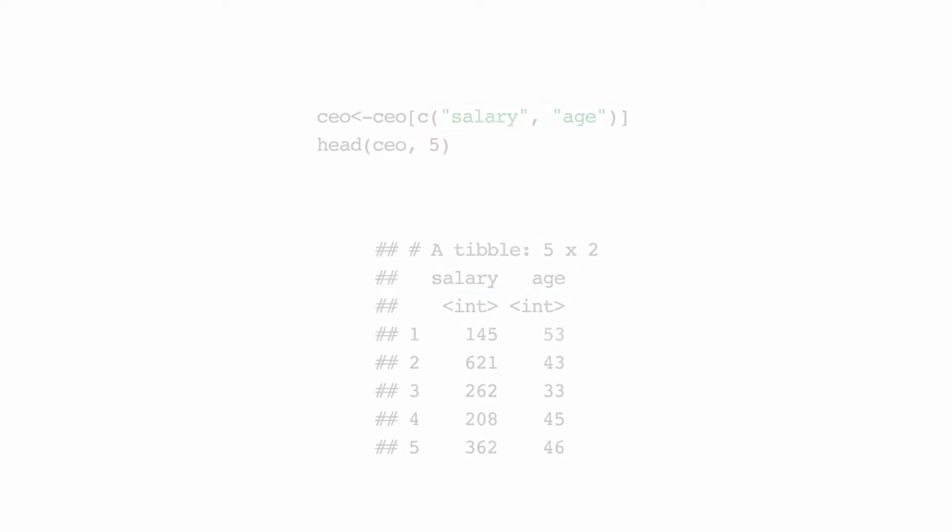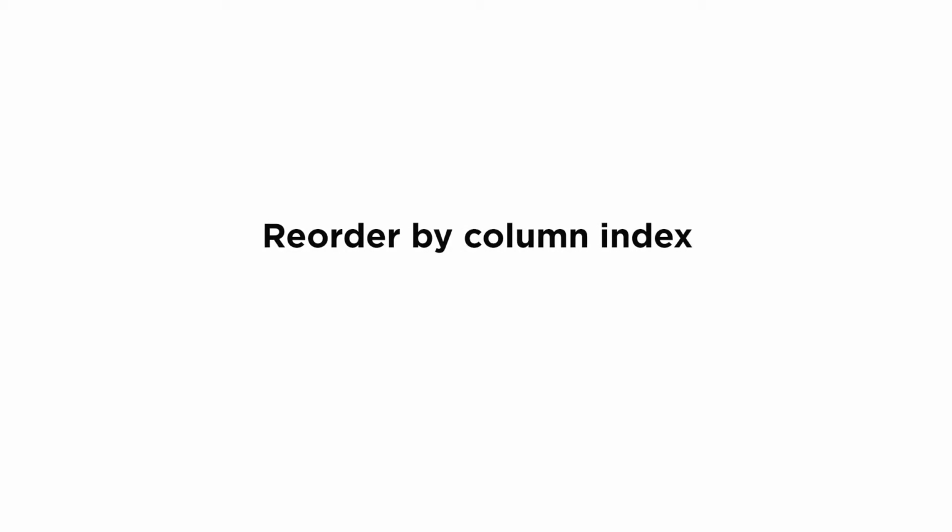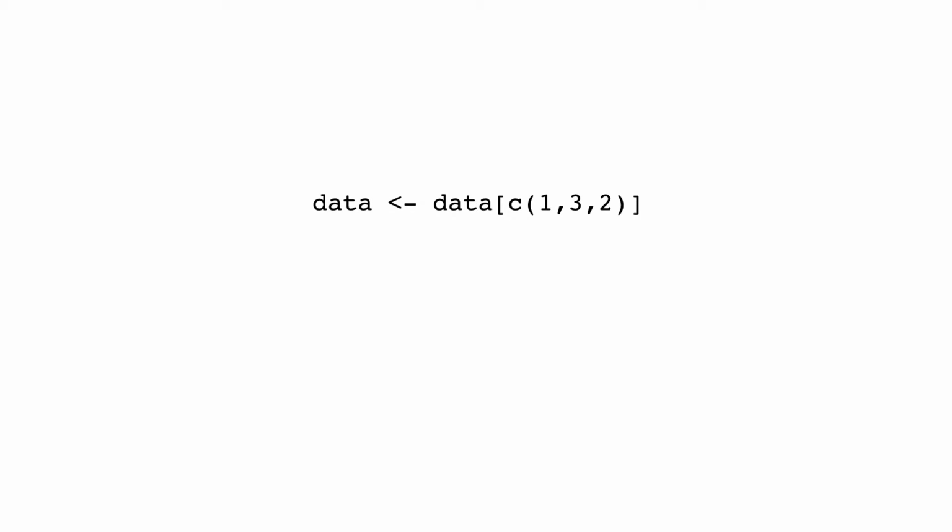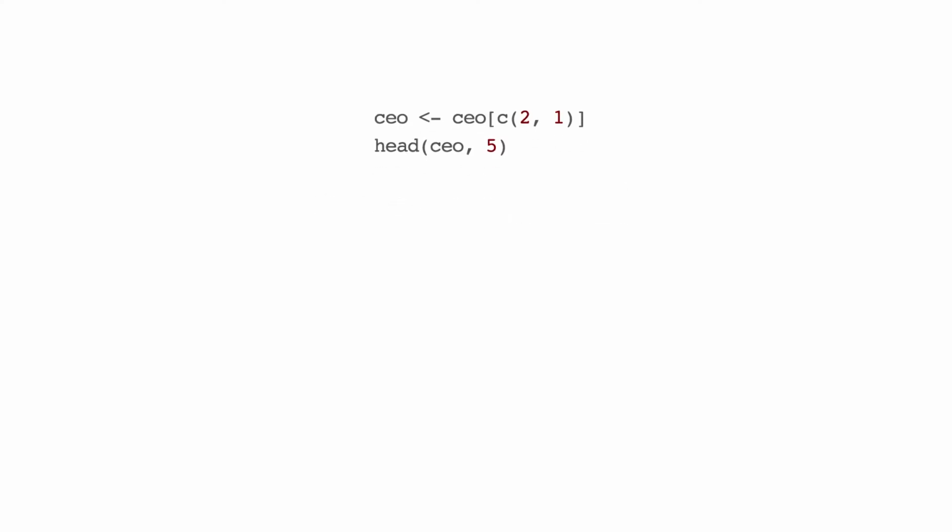Way 2, reorder by column index. In this case, you would reference the actual column by the column number and sequence it in the order that you wish. Here, we're putting the first column first, the third one second, and the second one third. In our CEO dataset, we're putting the second column first and the first column second.